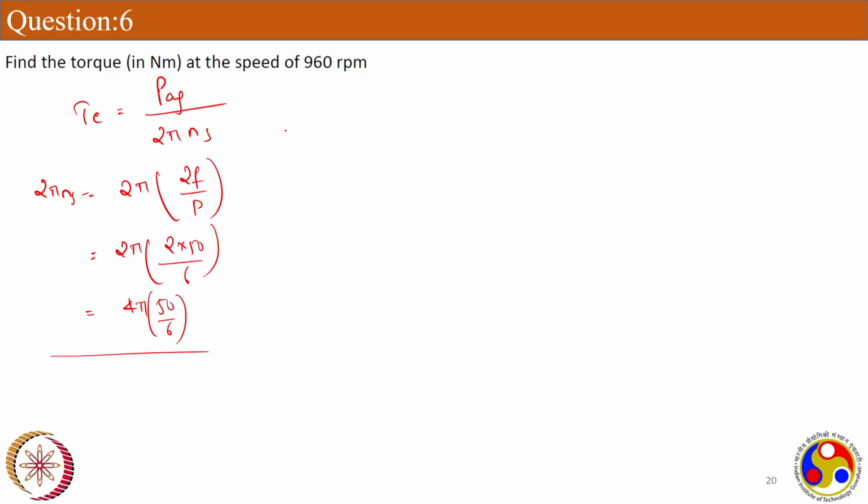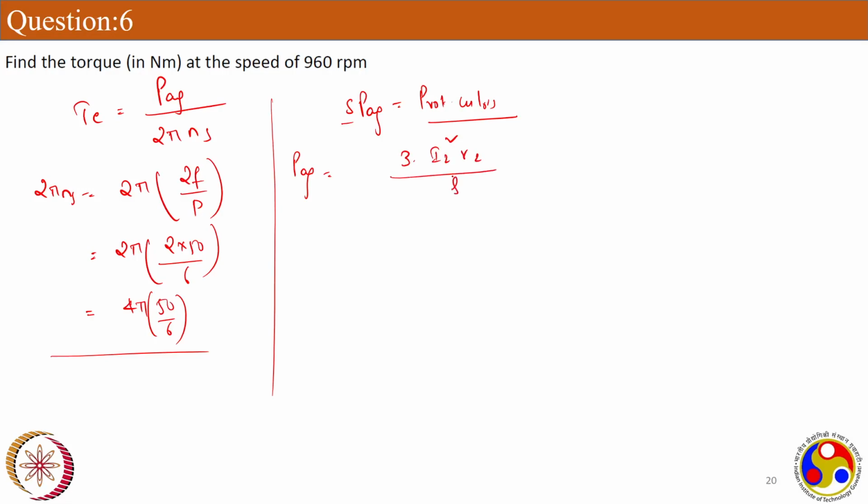This is 2 pi Ns, and now we have to calculate the air gap power. Now there exists some slip. So slip times air gap power is the rotor copper loss. If you calculate the rotor copper loss and divide it by the slip, then you can get the air gap power. So what is the rotor copper loss? 3 I2 square R2 divided by S. I2 is the rotor current we calculated at this speed of 960, in the previous problem.